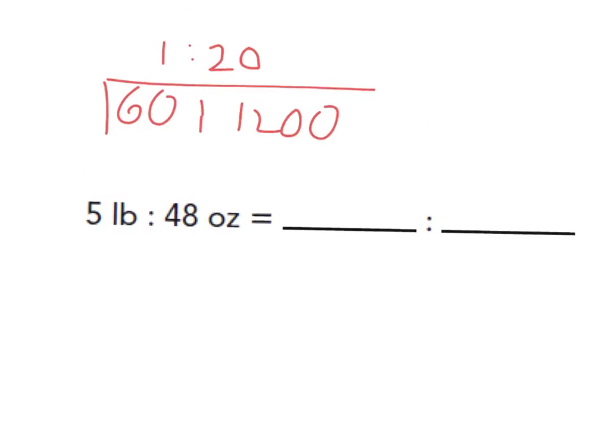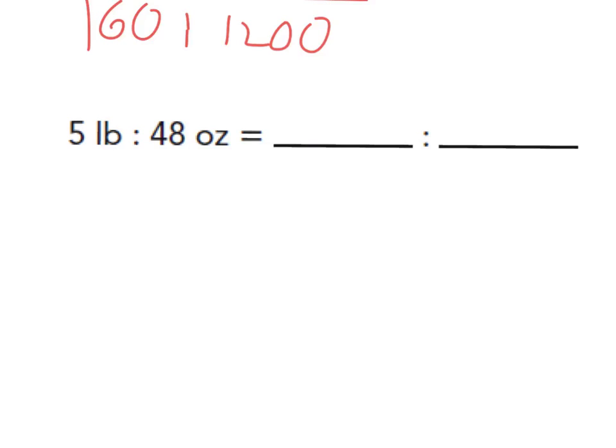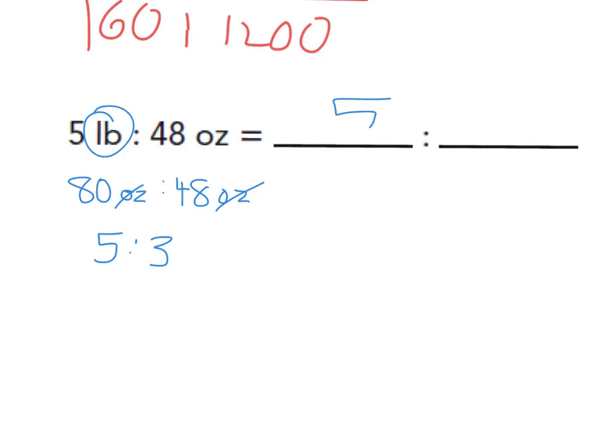So for the pounds to ounces, I know that they don't line up perfectly, so I need to do something about this pound. I know there's 16 ounces in a pound, so if I do 5 times 16, I get 80. So now I'm comparing 80 ounces, which is the same as 5 pounds, but now it's in ounces, to 48 ounces. And I believe I can divide both of these by 16, and if I do, I can drop that. This is 5, and this is 3, and they are in simplest form, so the ratio of 80 ounces to 48 ounces is 5 to 3.